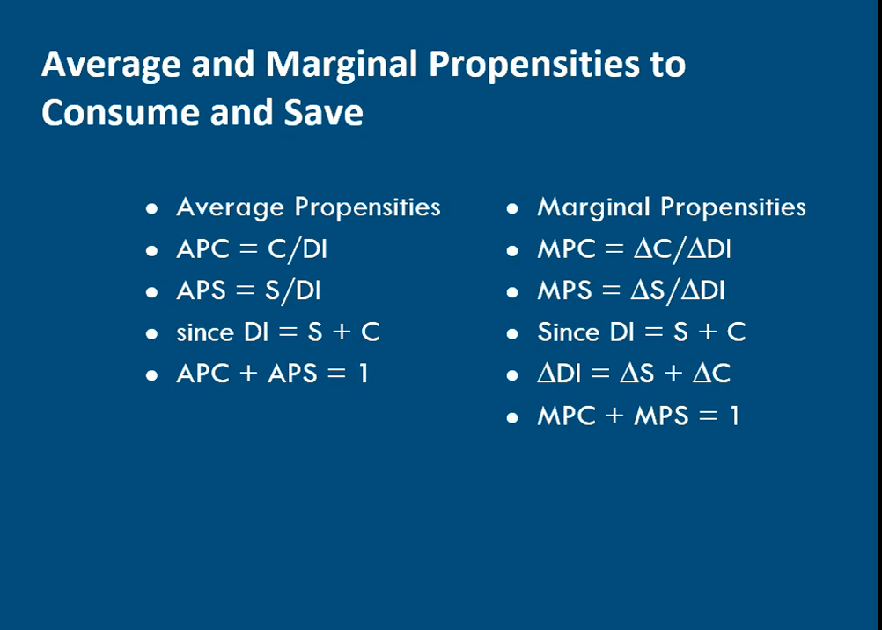In our today's lecture, we are going to discuss average and marginal propensity to consume and save. First, we will discuss their formulas, then definitions, and then we will calculate all of these one by one numerically with the help of a table and some numerical values. First of all, we will discuss what is meant by average propensity.